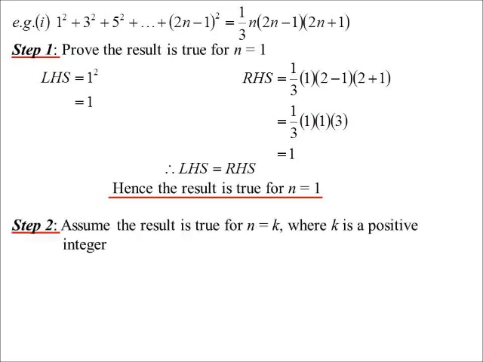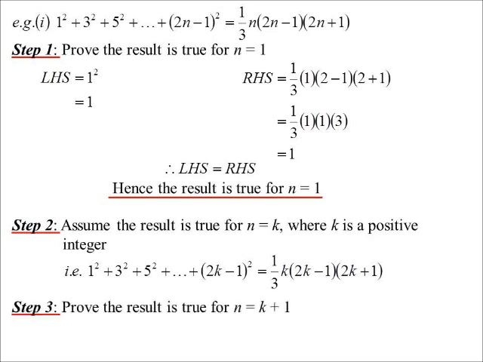So now I'm going to assume what it is that we're trying to prove. So I'm going to assume it's true for n equals k, where k is a positive integer. So really all I do is I rewrite it out, but instead of using n, I write k. Okay, there's my assumption that it's going to be true.